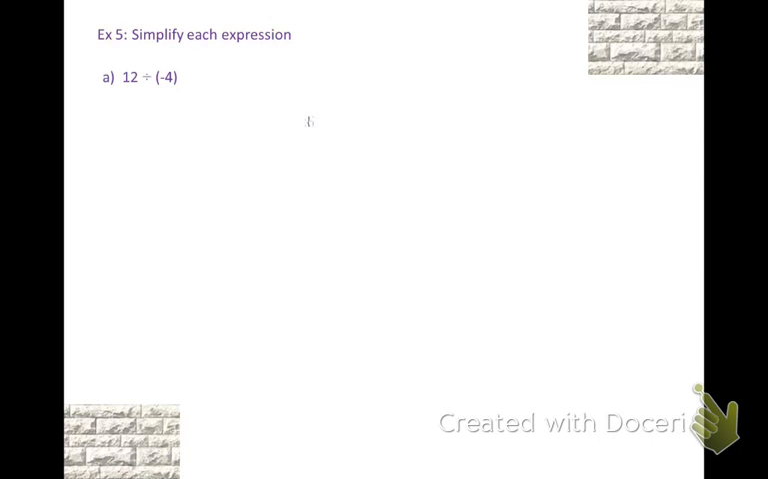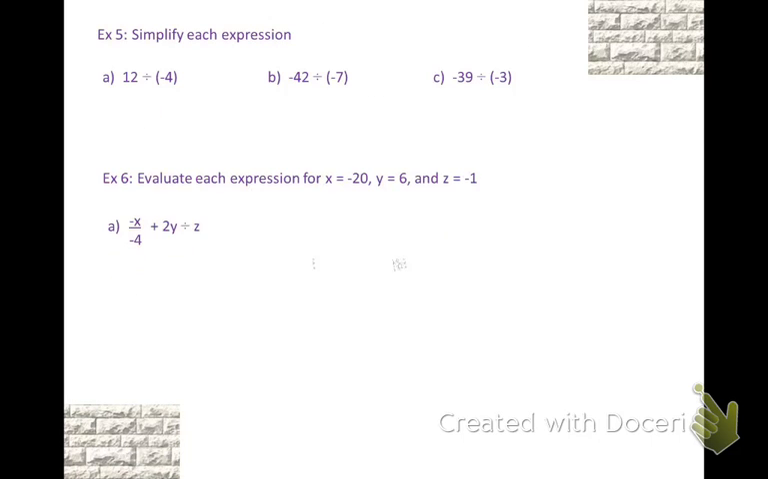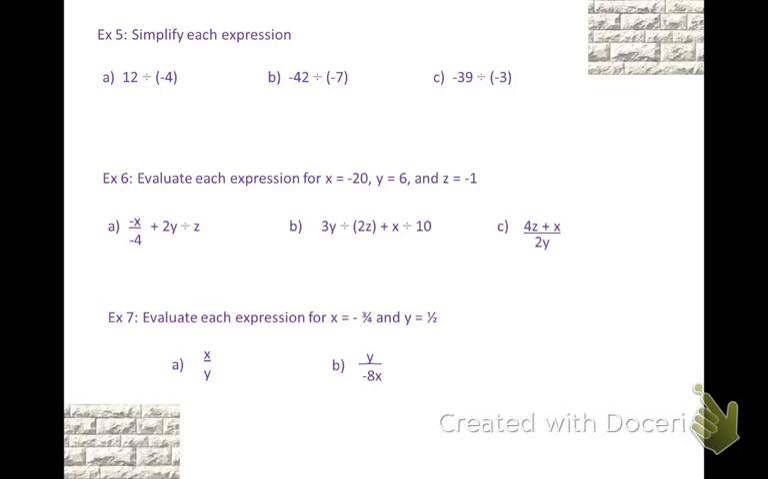So let's try it. Okay, so I'm going to do one with you, and then I'd like you to try the others. They're opposite signs, so you're going to make it a negative, and 12 divided by negative 4 is 3. So it's negative 3. I would like you to try B and C on your own.